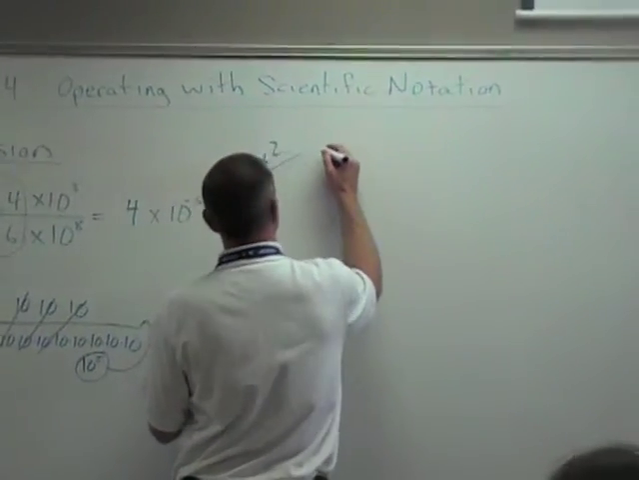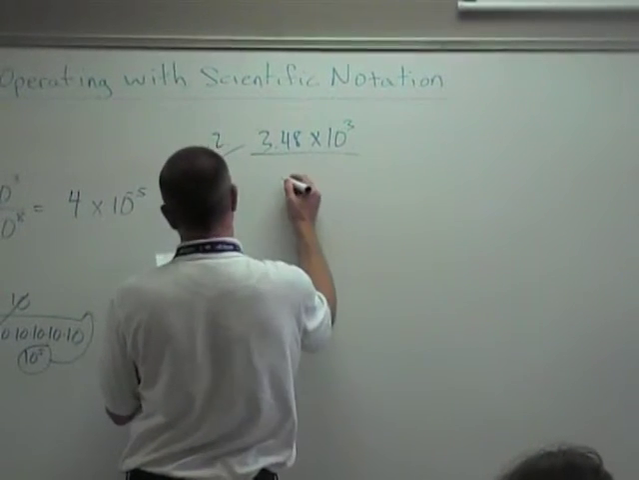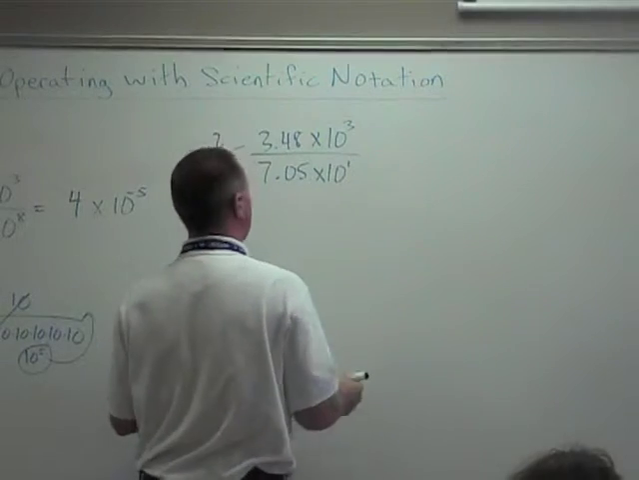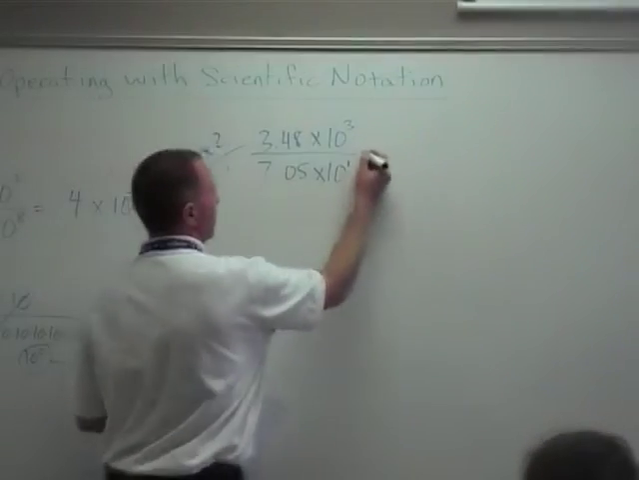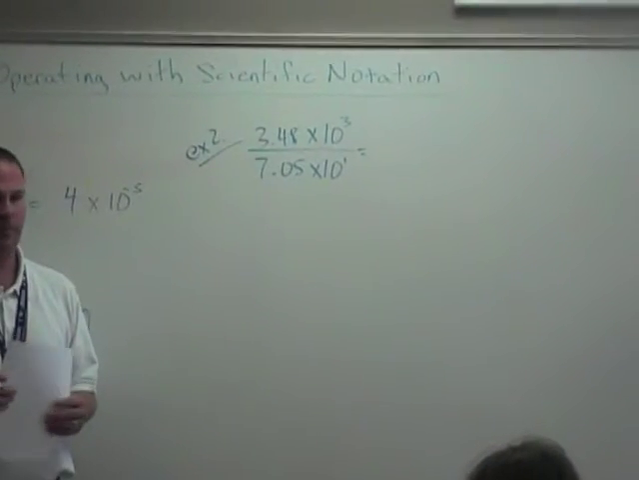Example 2. 3.48 times 10 to the third over 7.05 times 10 to the first. This is going to be a little more difficult. So do the first step and tell me what you get: 3.48 divided by 7.05.